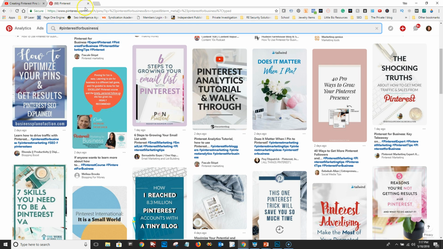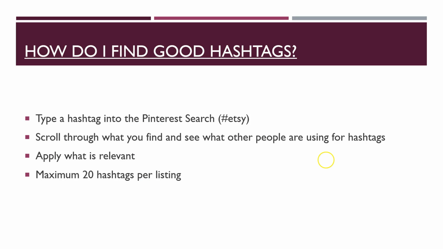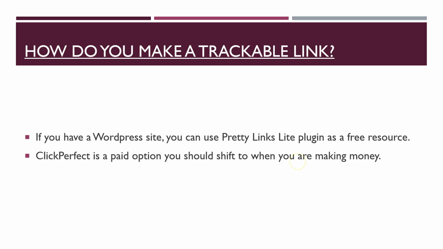So that's how you get some more ideas on the hashtags. And the next one, how do you make a trackable link? And I talked about this a little bit earlier, and that is if you have a WordPress site, you can use Pretty Links Lite plugin as a free resource. And then Click Perfect is a paid option, and there's a 14-day free trial.